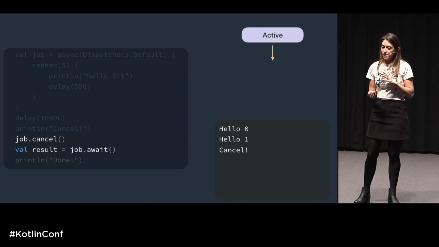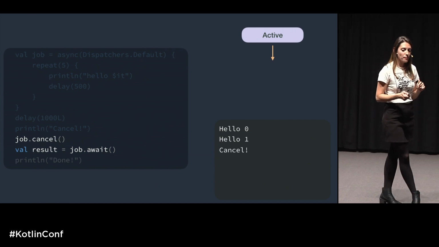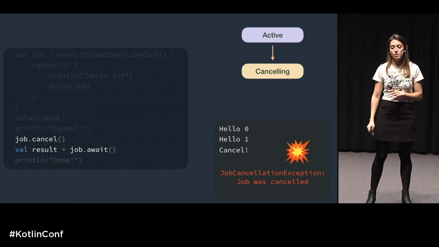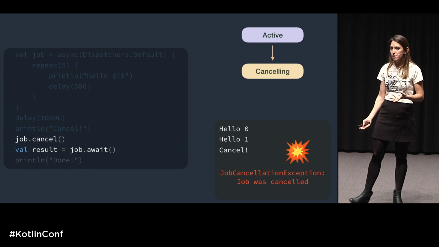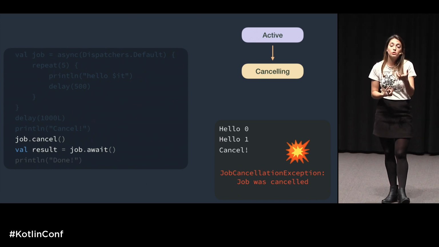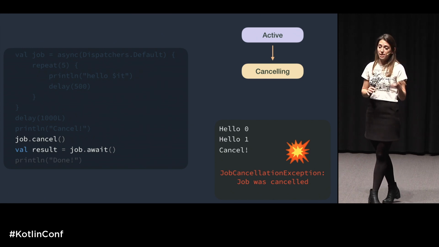So in this case, we're printing the two hellos, nothing new here, we're calling cancel. Our coroutine goes in the canceling state, and then for await, we get a crash. We get a JobCancellationException. But actually, this shouldn't surprise us. What we want to do with await is to get that result. What result are we expecting to get for something that was canceled? So just make sure that you're not calling await after cancel.